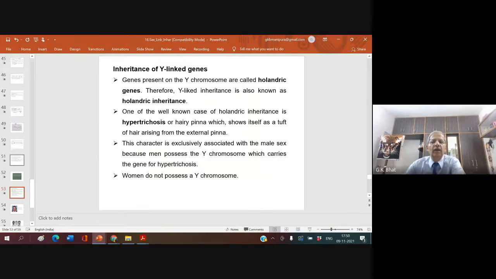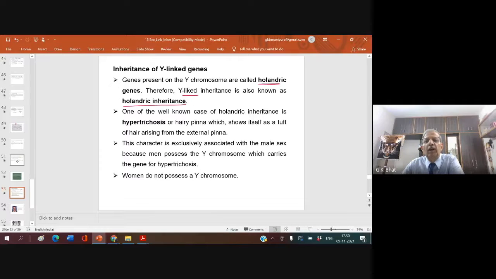Now let us look at the inheritance of Y-linked genes. I know I am going fast. You may not be getting sufficient time to take down the points because this is a different type of course where we have to complete both the second year and first year syllabus. Genes present in the Y chromosome are called holandric genes. Very important term. Therefore, Y-linked inheritance is also known as holandric inheritance.